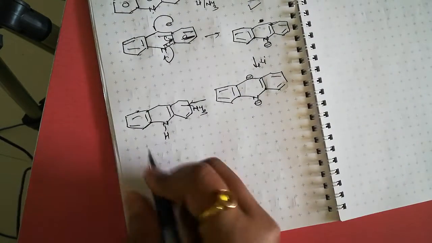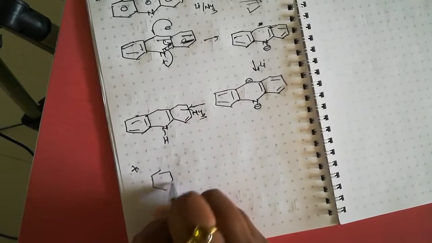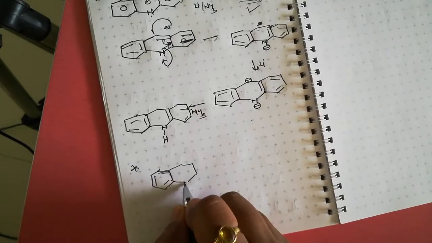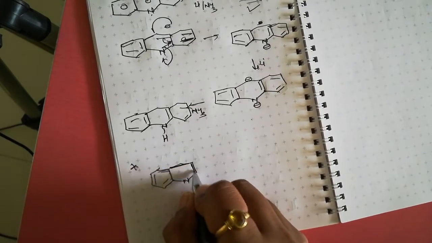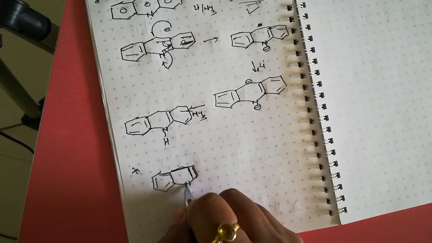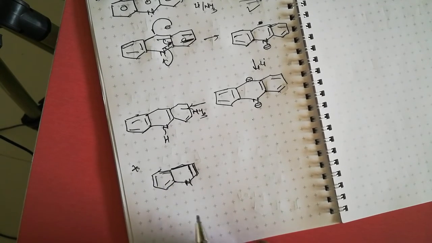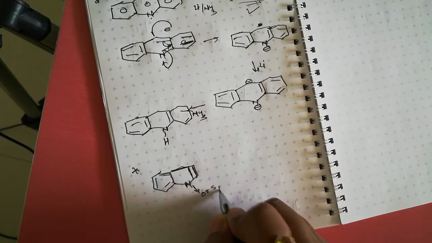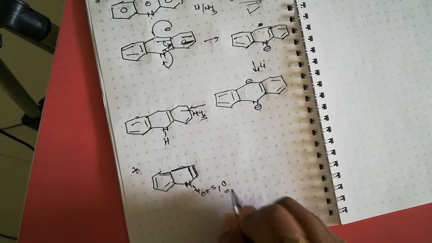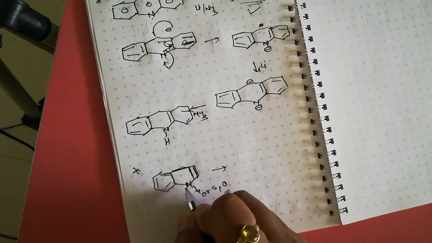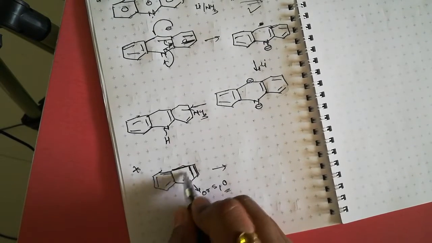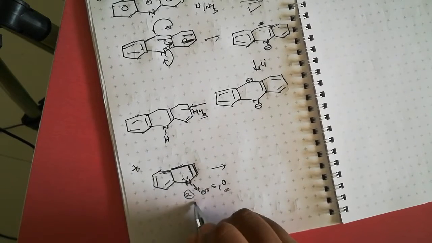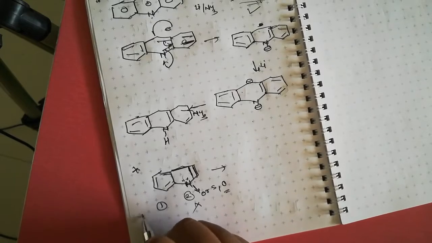Next example is, if there is a benzopyrrole, a 6-member ring attached with a 5-member ring containing the heteroatom nitrogen, it is called benzopyrrole. If this is nitrogen, or here is sulfur, or here is oxygen, we get the same product. As we know, here the lone pair of electrons is in conjugation, therefore the second ring does not undergo Birch reduction. The first ring undergoes Birch reduction.